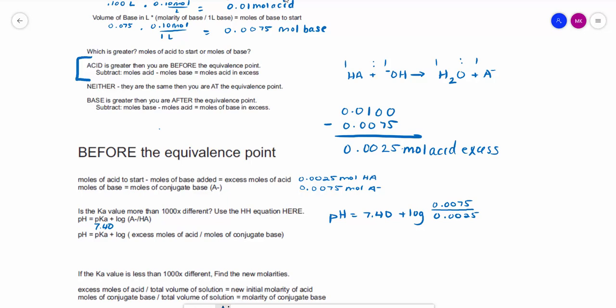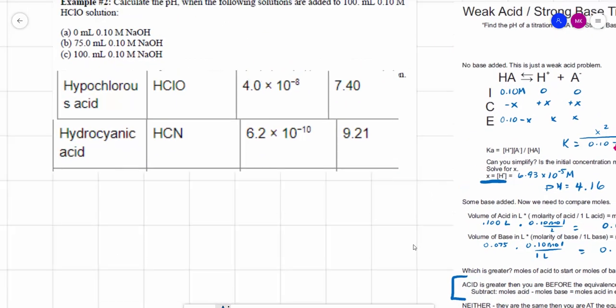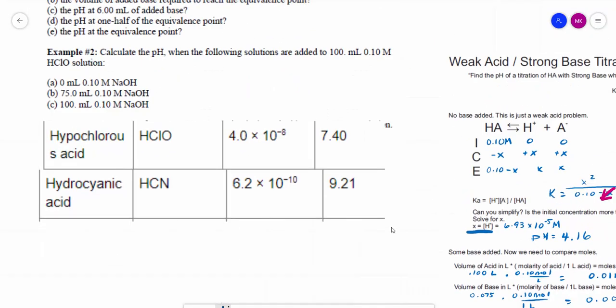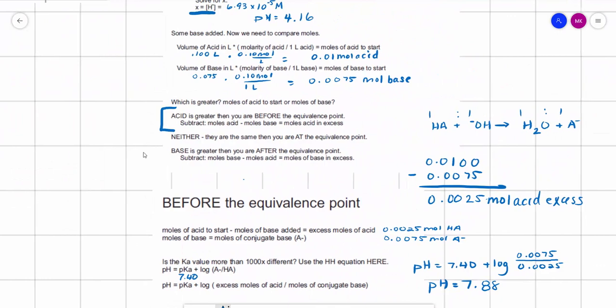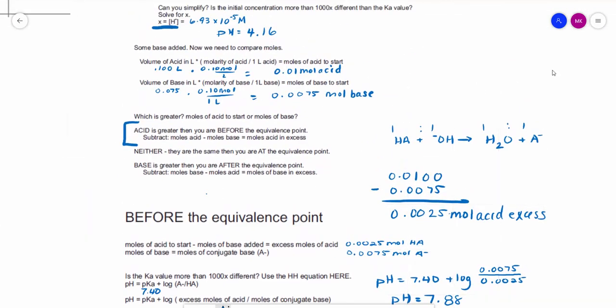2.5. And I get a pH at this point of 7.8. I actually get 7.877. I would round that to 7.88. So after 75 milliliters of base, I would get 7.88. And prior to that, I had 4.16.